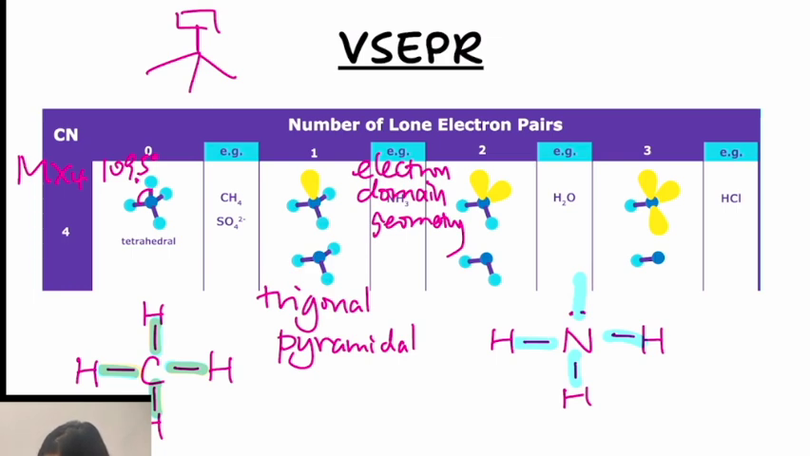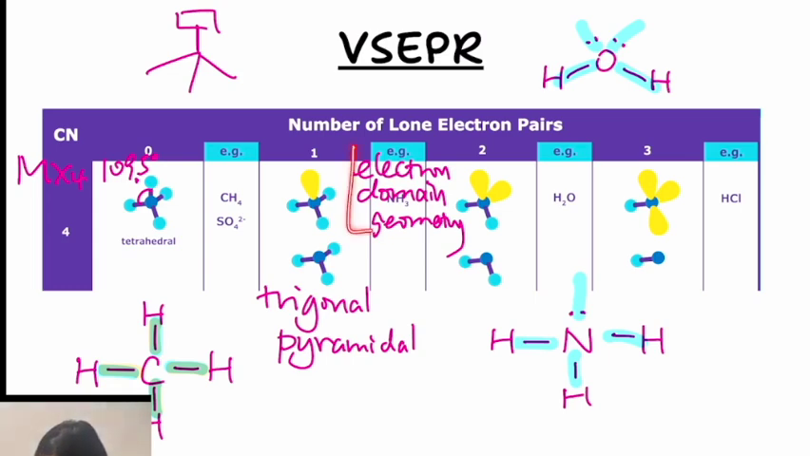Okay, what if two of the bonding pairs are replaced by lone pair electrons? Then it forms the structure like water, H2O. Oxygen has 2 single bonds. It also has 2 lone pairs of electrons. So in total, the central atom oxygen has 1, 2, 3, 4 electron pairs.